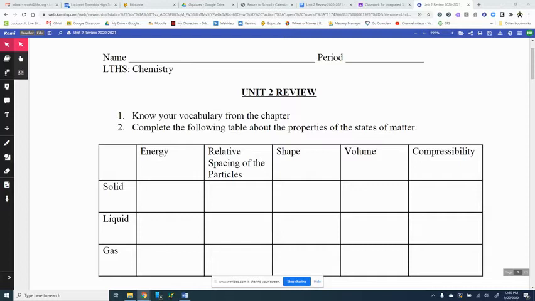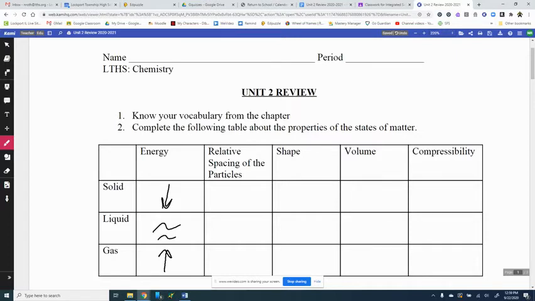Now, for this first column, or actually, sorry, before that, know your vocabulary from the chapter. That's every chapter. Make sure you just know all the vocabulary. So for this chart, we have energy. Solid, liquid, and gas. Which one has the highest energy? Well, gas has the highest energy, so we're just going to draw an arrow right there. Liquid has the medium energy, and a solid has the lowest energy.